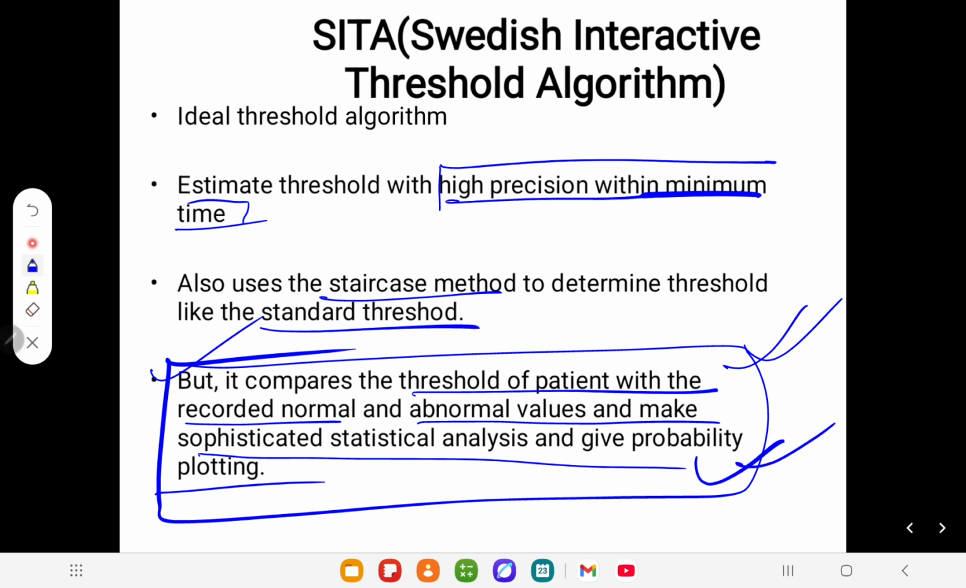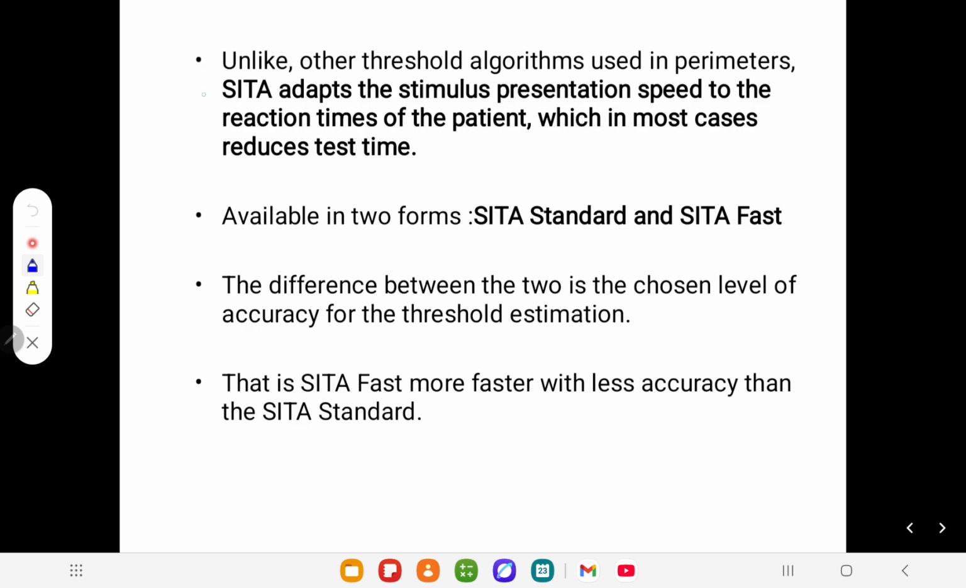Why is SITA best? Unlike other threshold algorithms used in perimetry, SITA adapts its stimulus presentation speed to the reaction time of the patient, which in most cases reduces time. If the patient is responding fast, then it will present stimuli speedily too. But if the patient goes slow, then it will also go slow. That's why there is a chance of time adjustment.